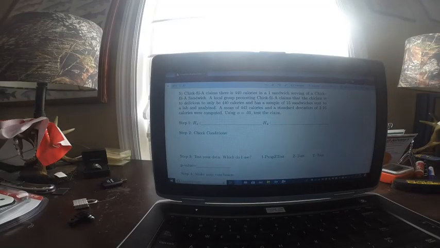Next one says Chick-fil-A claims there's 440 calories in a one sandwich serving of a Chick-fil-A sandwich. A local group protesting Chick-fil-A claims that the chicken is too delicious to only be 440 calories. A sample of 15 sandwiches is sent to the lab to be analyzed. A mean of 442 calories and a standard deviation of 3.16 calories was computed. Using an alpha equals 0.01 level, let's test the claim.